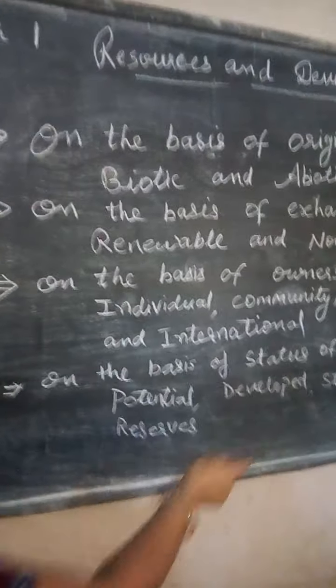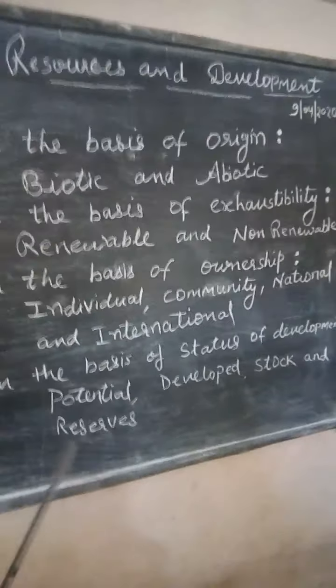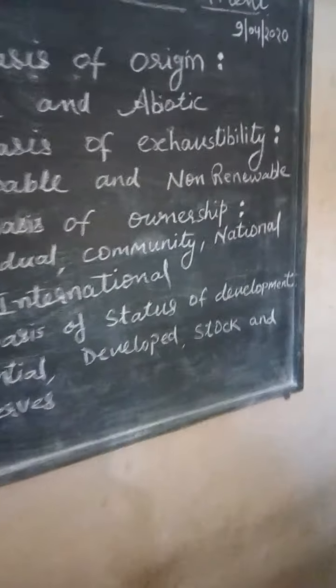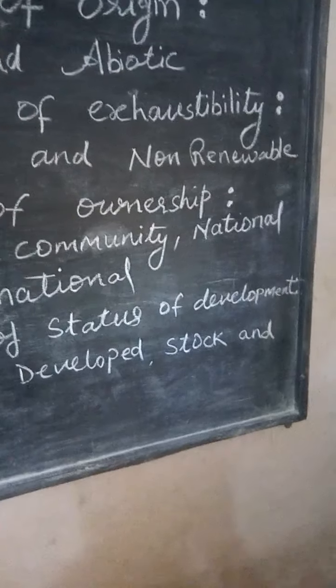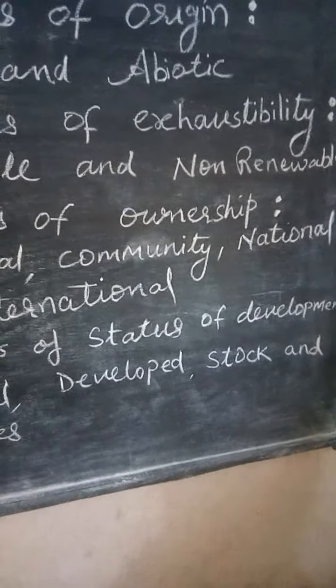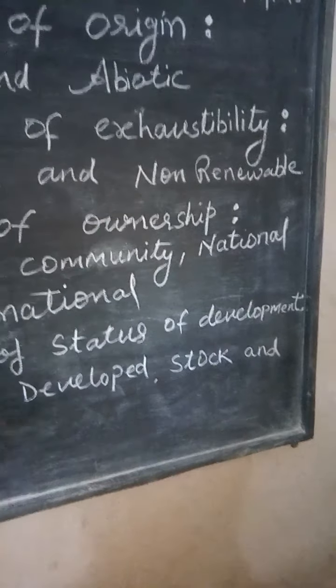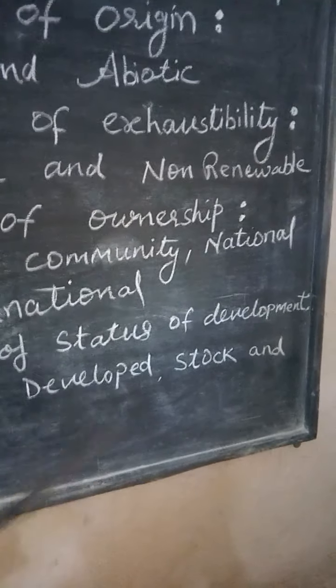So first we will explain the stock. Material in the environment which has the potential to satisfy human need, but human beings do not have the appropriate technology to access this. It means we can say that these are related to the potential. Human beings do not have the appropriate technology to access this. These are the terms stock.